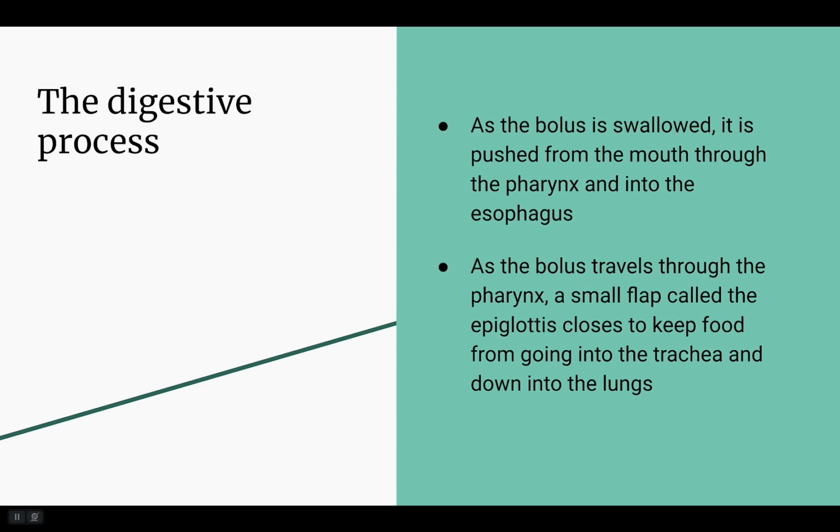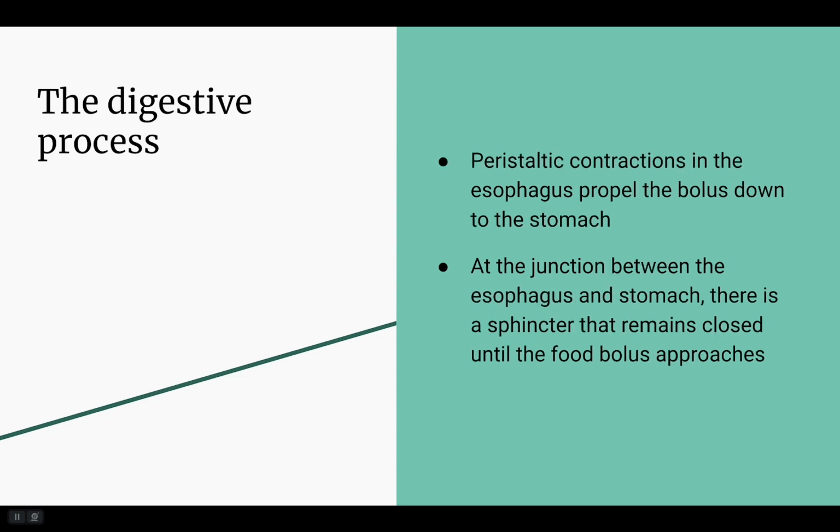As the bolus is swallowed, it is pushed from the mouth through the pharynx, i.e., throat, and into the esophagus. As the bolus travels through the pharynx, a small flap called the epiglottis closes to keep food from going into the trachea and down into the lungs. Peristaltic contractions in the esophagus, referred to as peristalsis, propel the bolus down to the stomach.